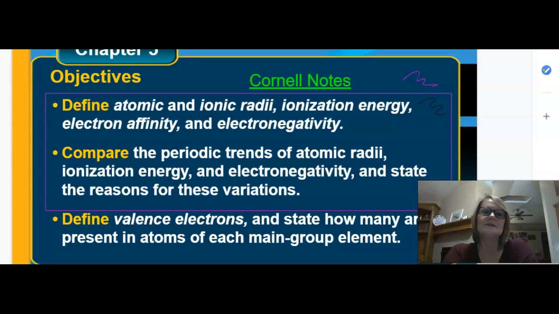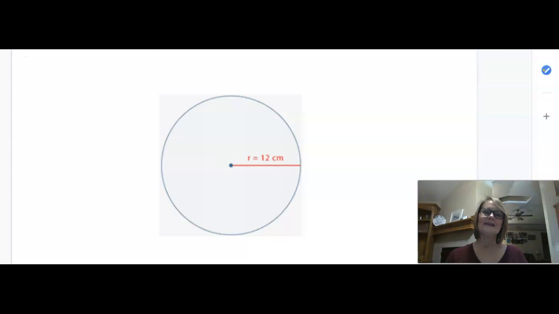Hi guys, so today's video we're going to be looking at trends of the periodic table, and in particular we're going to look at the atomic radii and how it's calculated, and then we'll look at the atomic radii of all of the elements on the periodic table and what trends we see.